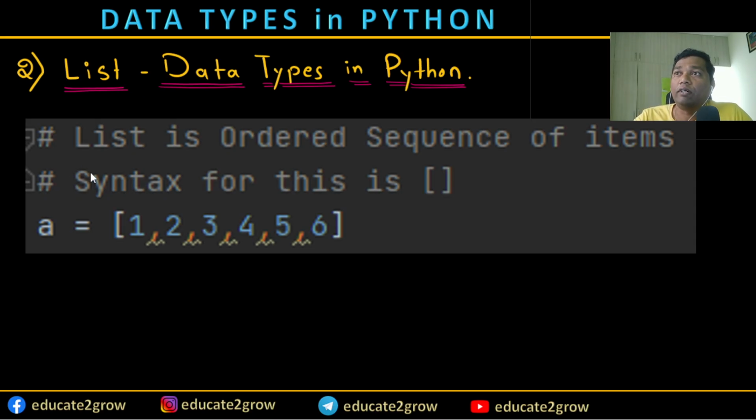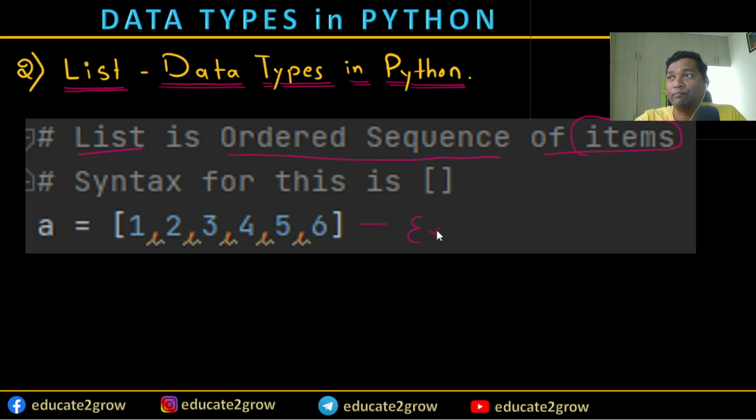So I have written a statement here. It is basically a list, and it is an ordered sequence. I'll tell you, ordered sequence means 0, 1, 2, 3, 4, 5, 6, in that order the numbers are arranged. And whatever you see inside, those are called items. So this is the example here.